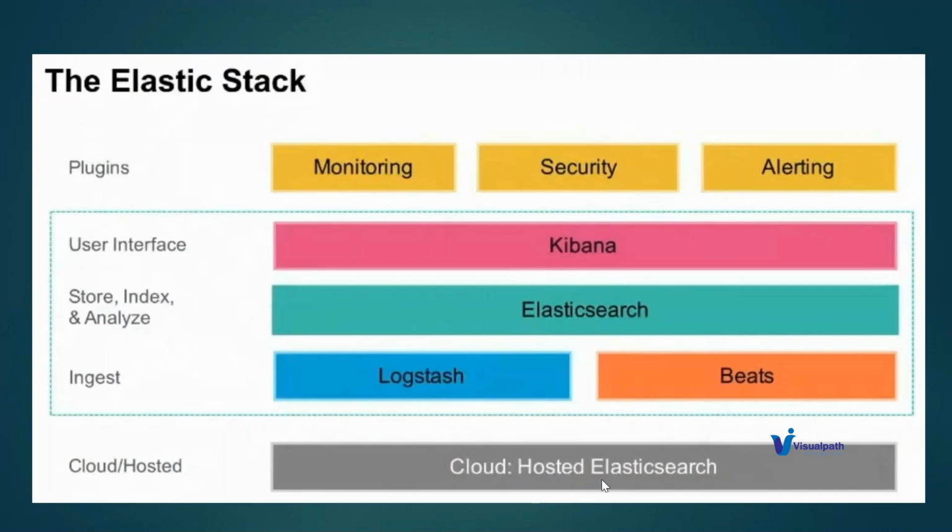So this is a basic architecture for the ELK stack. If we go from bottom to top, there is a cloud on which it has to be installed. There should be Logstash or Beats which ingests the data. Then Elasticsearch stores the data and creates an index on it. And on the user interface, we use Kibana. And on top of that, we can use plugins to enhance the features like monitoring, security, and alerting.